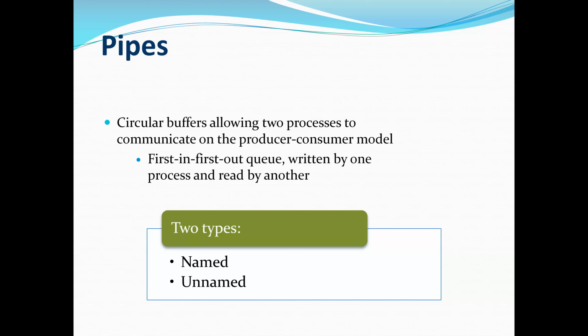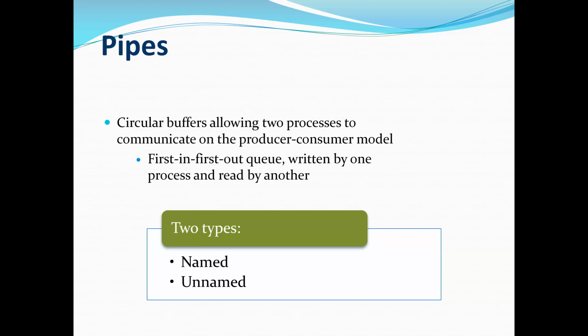A pipe is a circular buffer that allows two processes to communicate on the producer-consumer model. The concept here also uses the queue implementation, which is a first-in, first-out queue, written by one process and then read by another process.